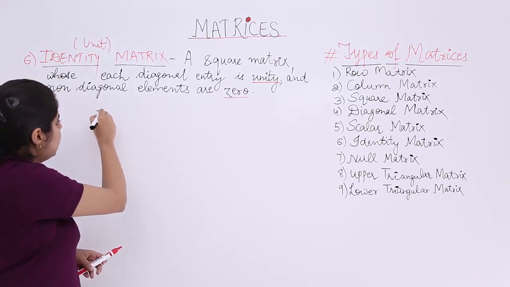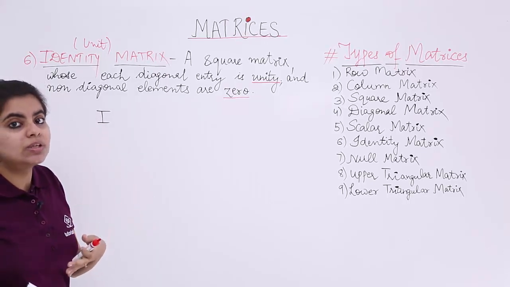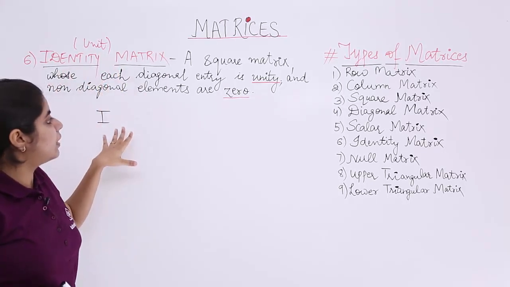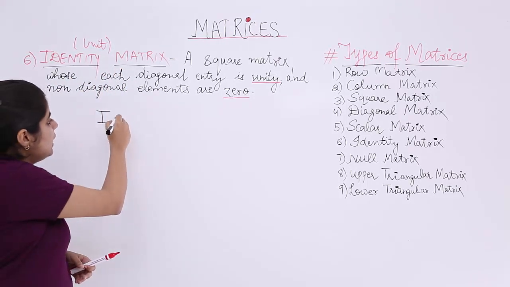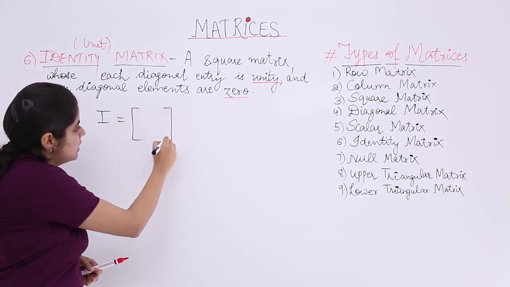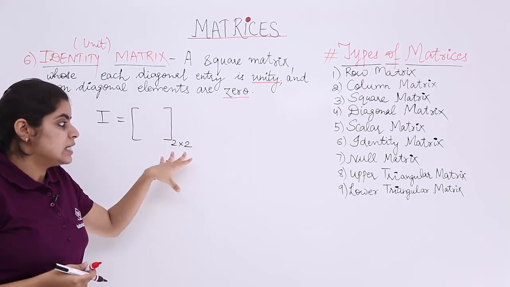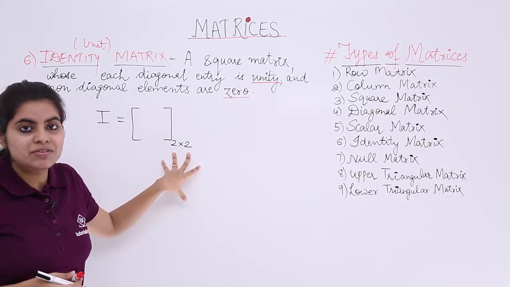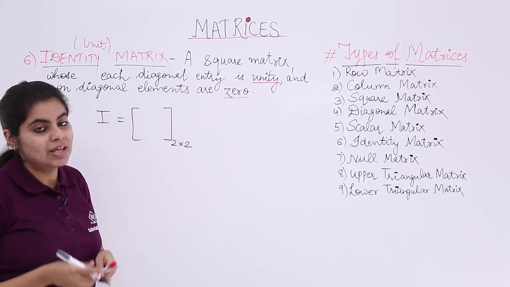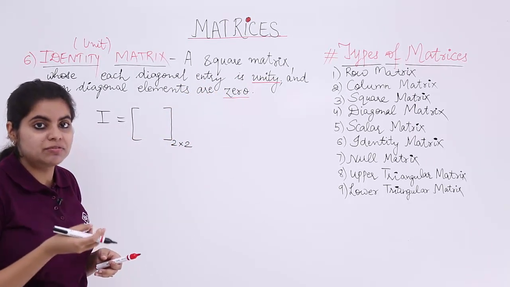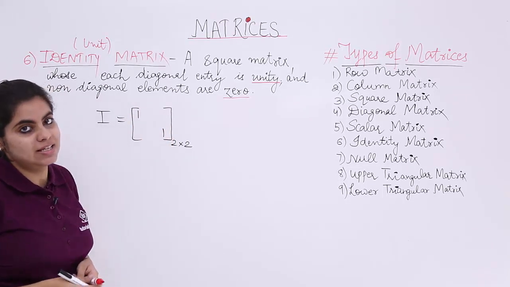I have a matrix I, and this matrix I is always used to denote the identity matrix. So wherever you find any identity matrix, you will find it by the name, usually, I. So I is an identity matrix of the order 2 by 2. Since M and N are equal, it is a square matrix. What about the diagonal entries? They are all 1. I know my diagonals are A11, A22, A33. So the diagonals are both 1 in this case.